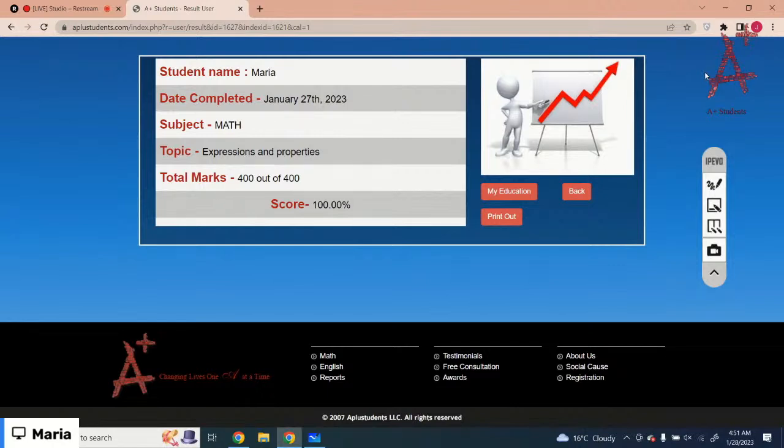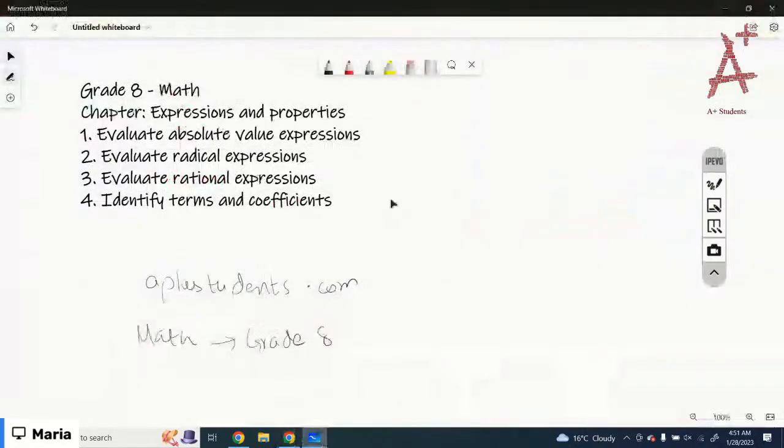Okay, we are done with the test. We are working on grade 8 maths, on the chapter expressions and properties. Here are the lessons we have discussed today: evaluate absolute value expressions, evaluate radical expressions, evaluate rational expressions, and identify terms and coefficients.